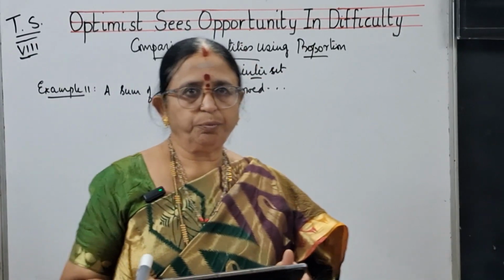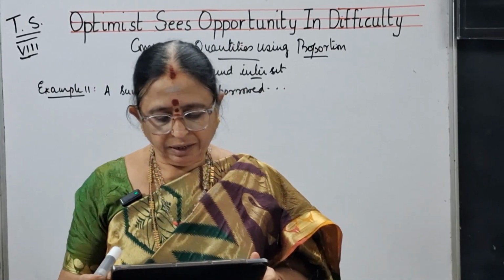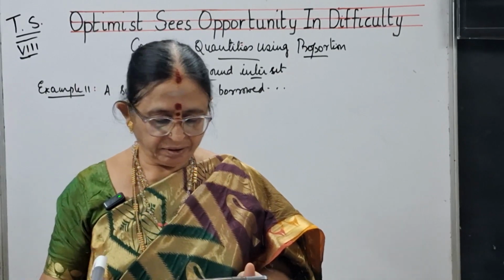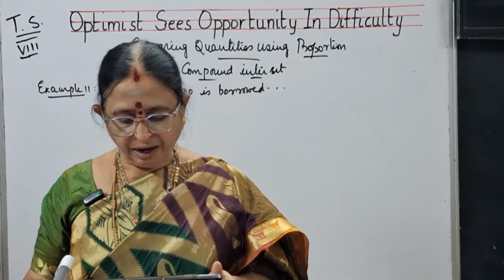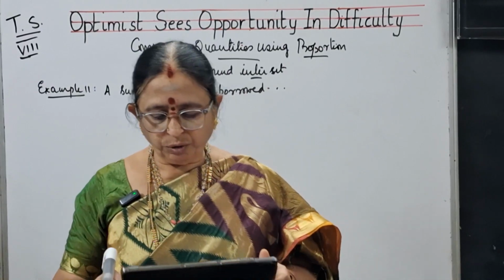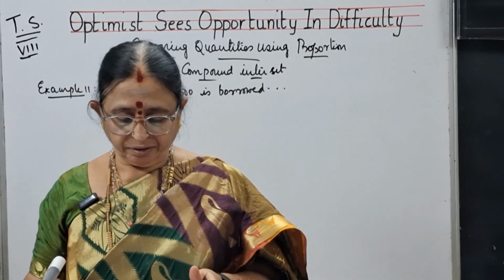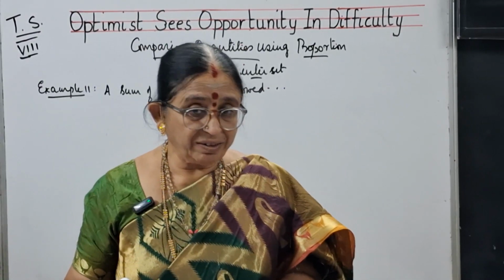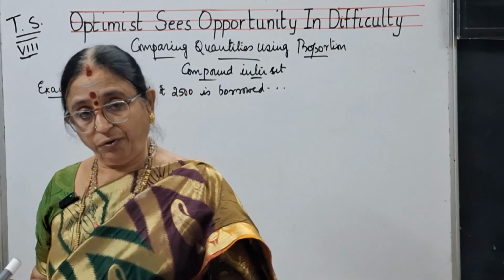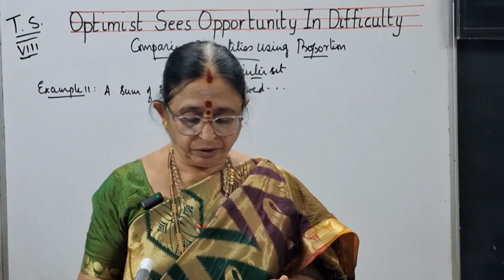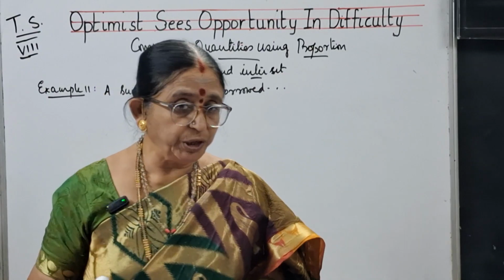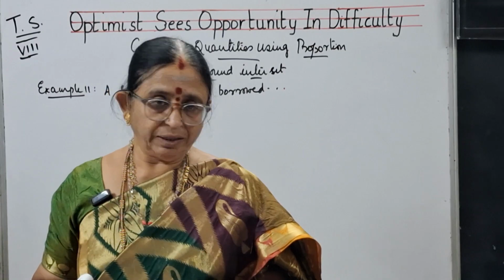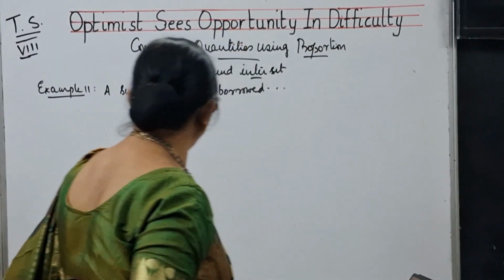A sum of rupees 2500 is borrowed at a rate of 12% per annum for 3 years. Find simple interest on this sum and also the amount to be paid at the end of 3 years. So, what is the principal amount? 2500, that is borrowed. What is the rate? Rate is 12%. And for how long? For 3 years they have borrowed. So, the question is, what is the simple interest you have to find out, as well as what is the amount he has to pay at the end of 3 years. So let us see what is given to us.